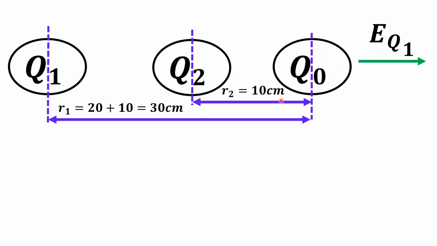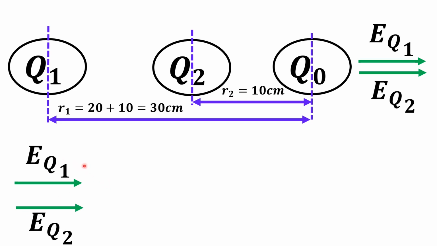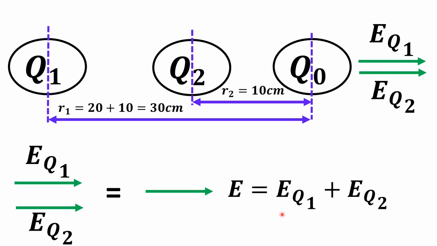charge Q0. We're not given the distance as R2, but we're given it as 10 centimeters. I'm calling it R2 to simplify our calculations, as you are going to see. And the electric field strength that will be created at this point due to this charge will be given by EQ2. Therefore, the net electric field strength created by the charges Q1 and Q2 will be equal to the sum of both electric field strengths. So the net electric field strength E is equal to the sum of EQ1 and EQ2.